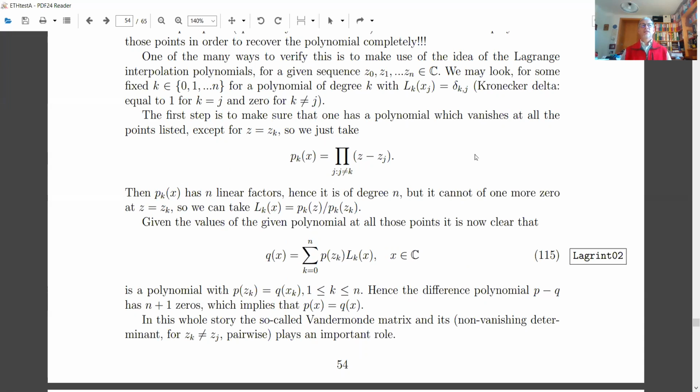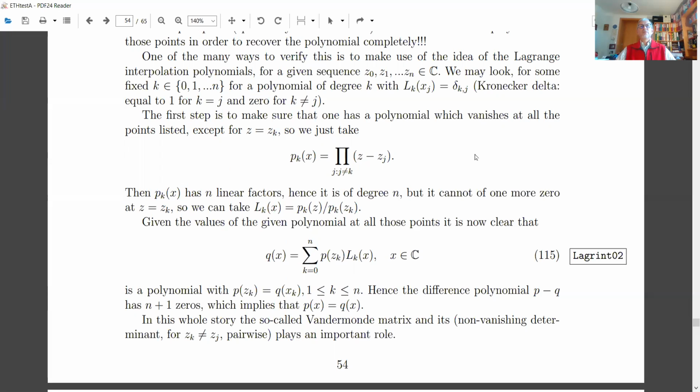Okay, what does it mean? Can I find a polynomial which has the property that it's exactly 1 at one of those points and 0 at all the other points? Now, the argument, I think it's not so complicated if you ask the question in this way.